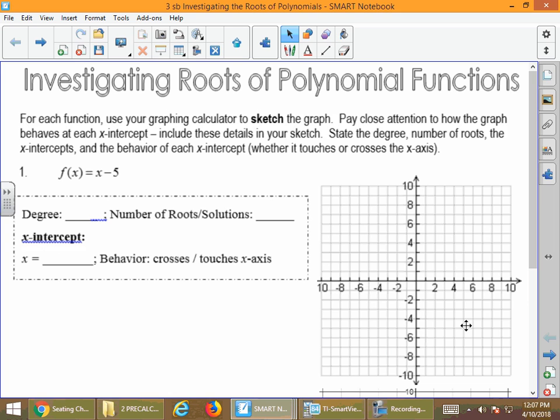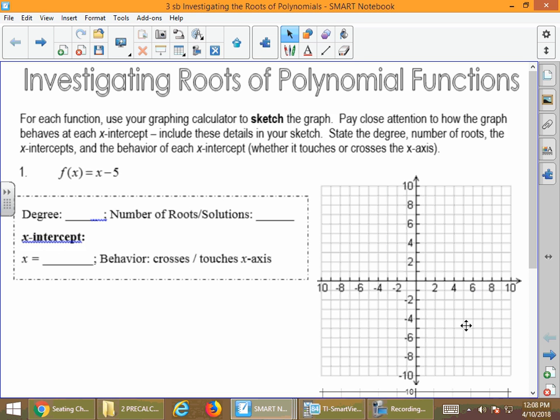Talk about investigating roots of polynomial functions. Yesterday we talked about the turning points and the roots and the end behavior. And we're going to kind of integrate that into our investigating today.